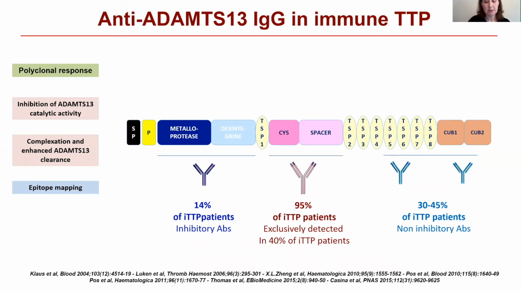The autoantibodies to ADAMTS13 are polyclonal. Their epitope mapping shows that they are mostly, but not exclusively, directed to the cysteine-rich and the spacer domain of ADAMTS13. Their mechanism of action is either inhibition of ADAMTS13 catalytic activity or a complexation to ADAMTS13, enhancing its clearance, or both.